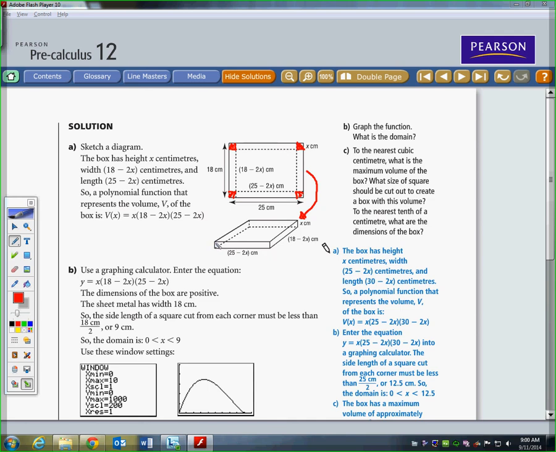So this height here, this height x here, is from each side of this square that you punched out. Okay, I hope that makes sense.